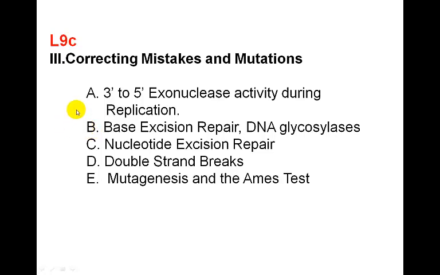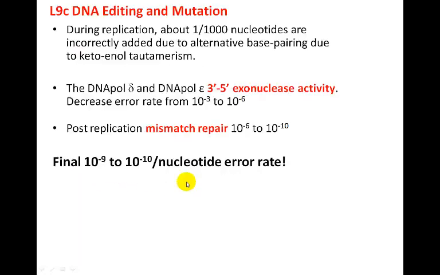L9c continues with DNA metabolism, and for our third part, we're talking about correcting mistakes and mutations. So part A will be 3' to 5' exonuclease activity during replication. B, base excision repair, DNA glycosylases. C, nucleotide excision repair. D, double strand breaks. And E, mutagenesis and the Ames test. So DNA editing and mutation.